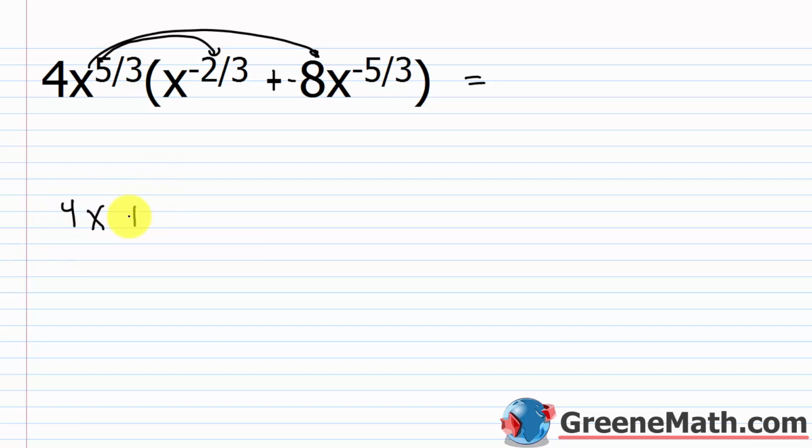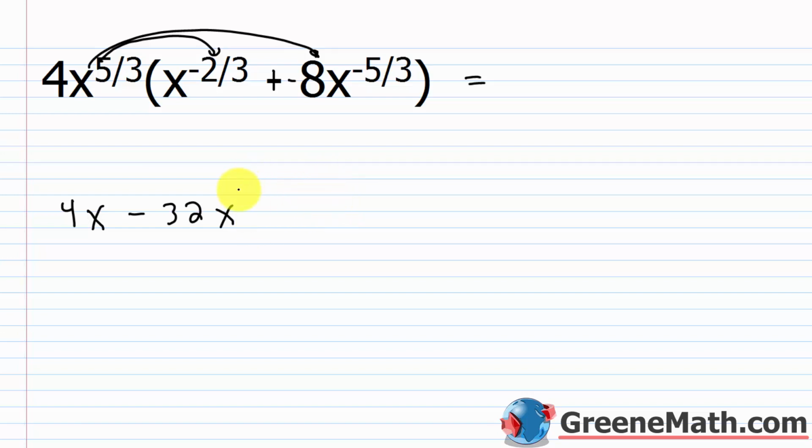Then we have plus, I'm going to just treat this as negative 8x to the power of negative 5/3. So 4 times negative 8 is negative 32. So I can just go ahead and write minus if I want. So minus 32. Then I know I'll have an x. And what will my exponent be? You have 5/3 plus negative 5/3, or basically 5/3 minus 5/3, that's 0.